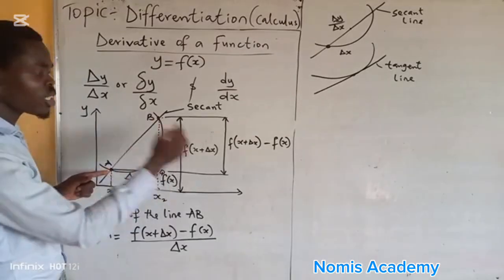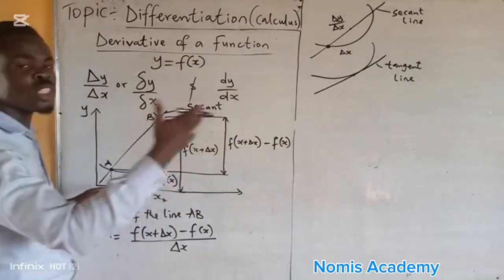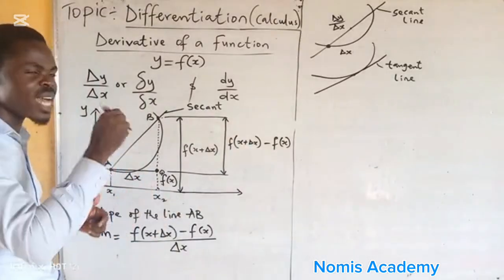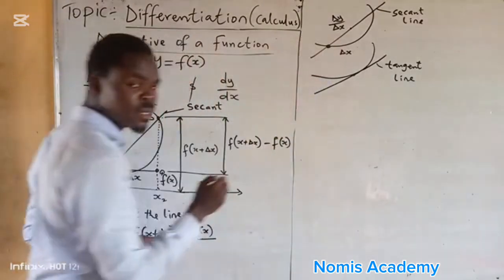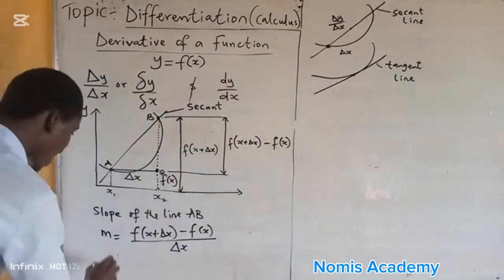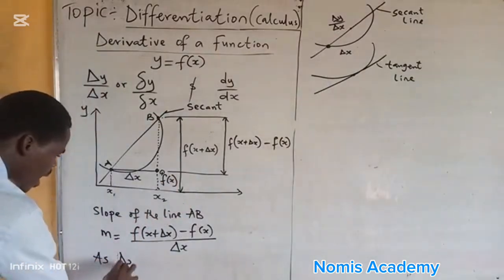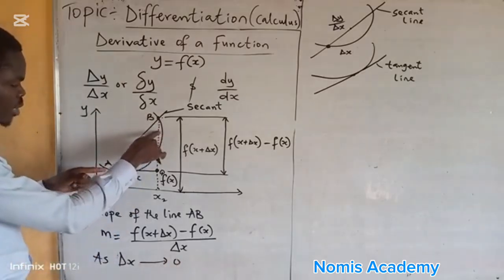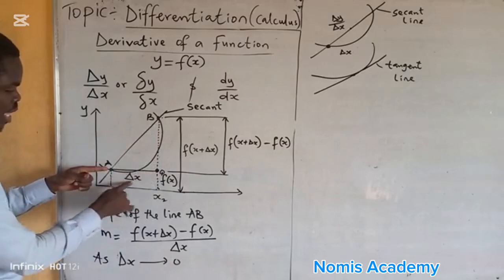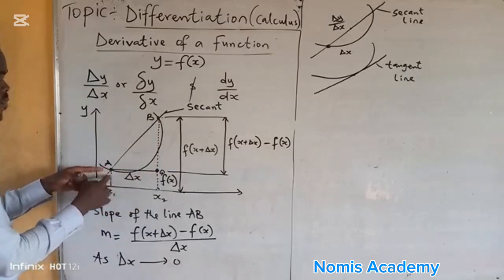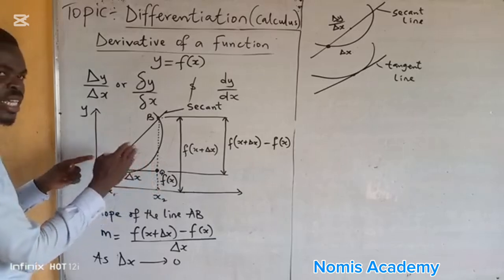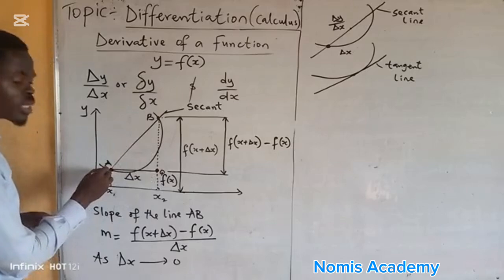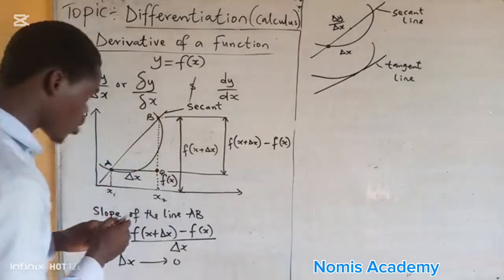So as delta x tends to 0, what we will now have is the slope of the tangent, which is taken as the slope of the curve at the point where they meet. So to do that, we say as delta x tends to 0, meaning as soon as you drag the line down to the point that delta x becomes 0, we will definitely have a tangent line. So we are now taking the slope of the tangent line as the slope of the curve at point A. So that will be in this order.